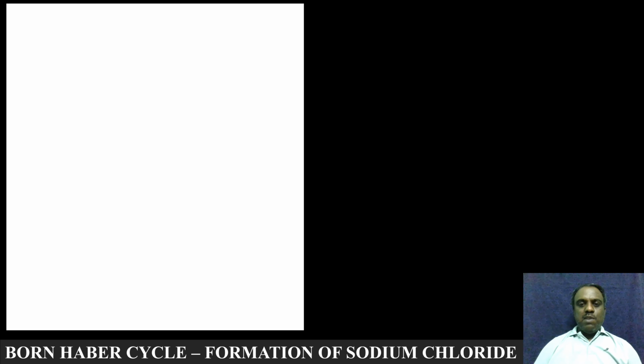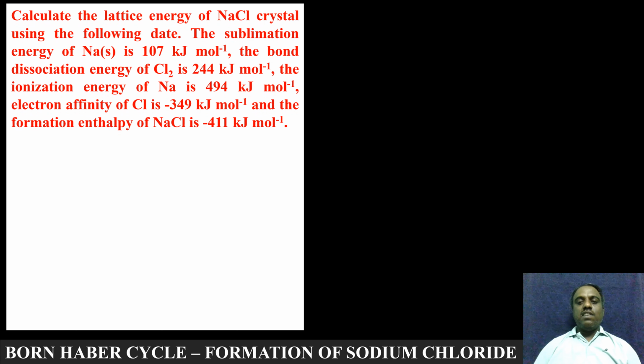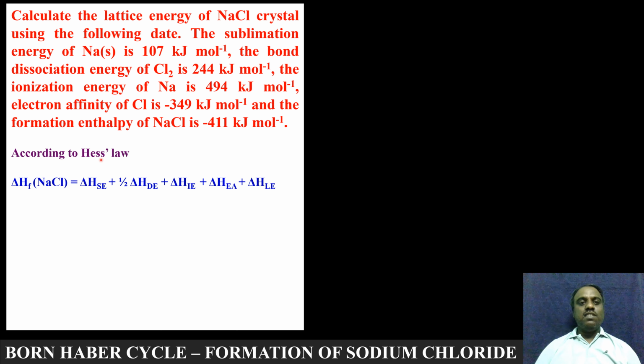Now let's see a problem for the calculation of lattice energy of sodium chloride using the following data. The sublimation energy of sodium is given, the bond dissociation energy of chlorine, the ionization energy of sodium, electron affinity of chlorine, as well as the formation enthalpy of sodium chloride are given. So we know 5 parameters, and it is a very simple calculation. According to Hess's law, the enthalpy of formation of sodium chloride will be the summation of all the 5 energies.